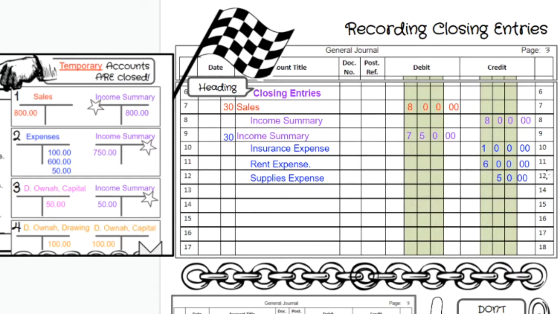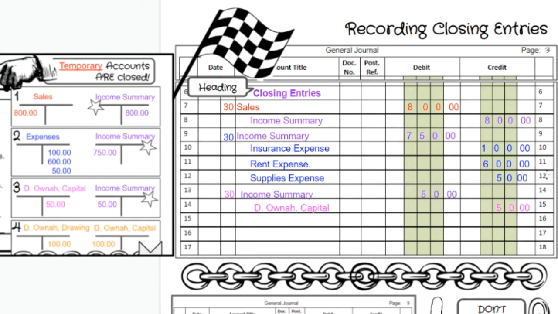Now, if you remember from when we talked about petty cash, when you have multiple accounts that equal a single debit, as we do here, you can separate out those credit accounts and just make the one debit entry the total of all of those credits.